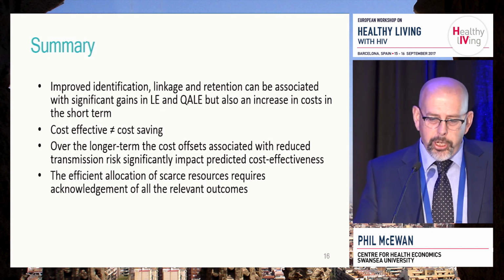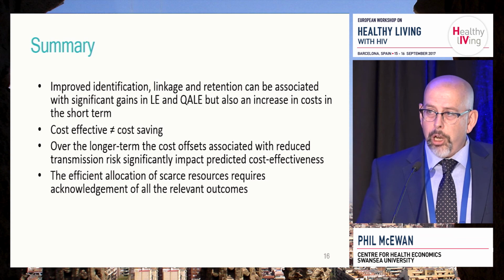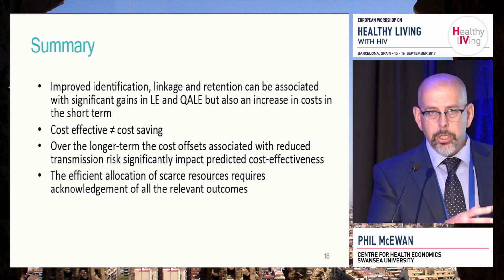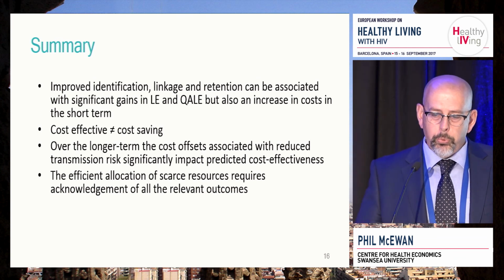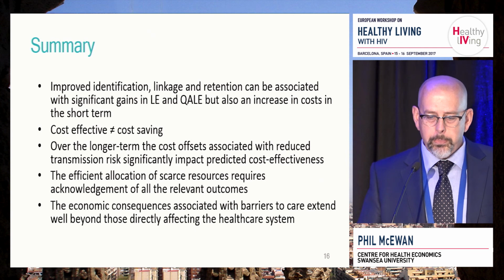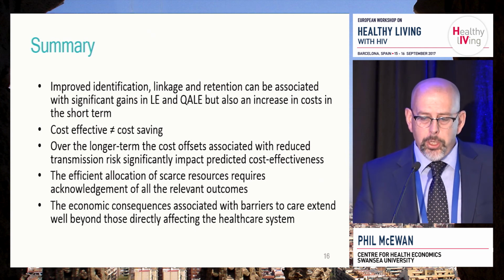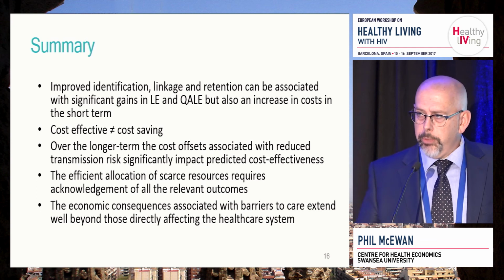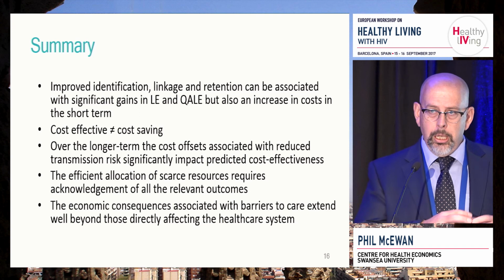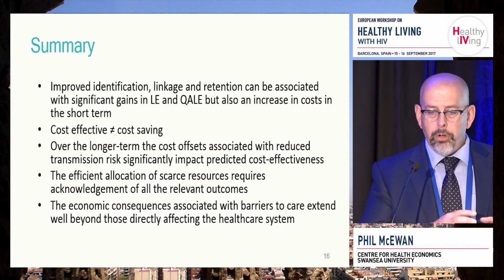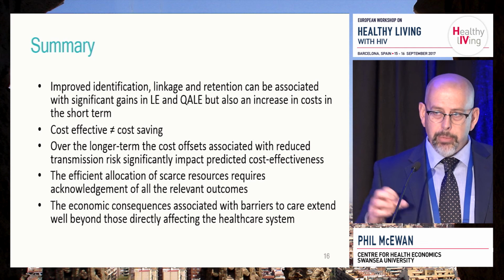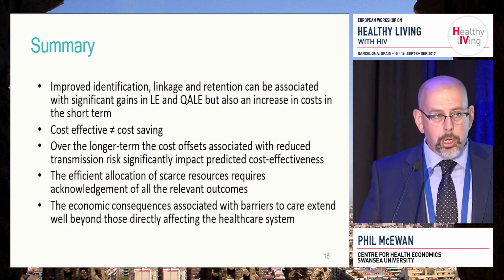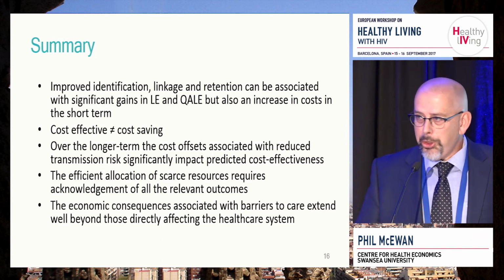The efficient allocation of scarce resources requires acknowledgement of all the relevant outcomes. I think if you just look at pharmacy costs, you'll always be disappointed. You've got to look at what you are receiving for that investment. And then finally, the economic consequences associated with barriers to care extend well beyond those directly affecting the healthcare system. So the costs and consequences that I've presented have been related to direct costs to the healthcare system and to the patient themselves. But there's a much broader impact on society as a whole, as well as the economy as a whole. Thank you very much for your time.